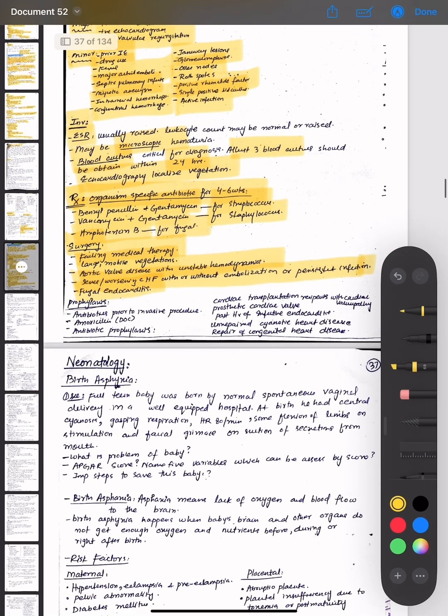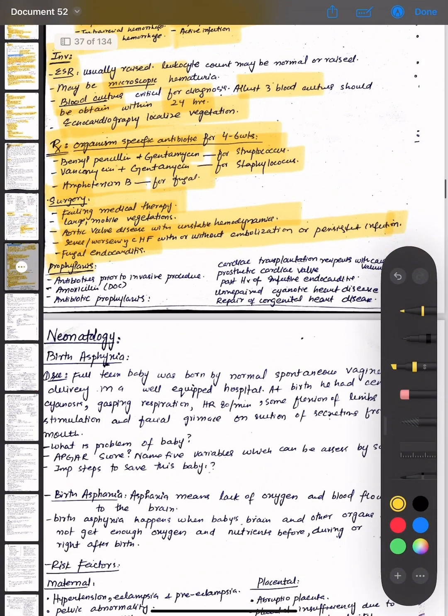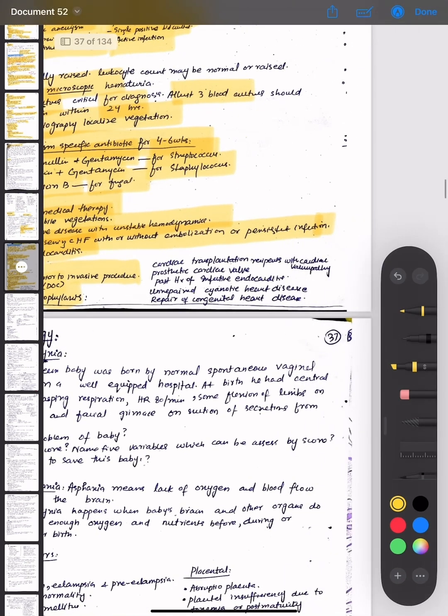Now, prophylaxis is done with antibiotics prior to invasive procedures. Amoxicillin antibiotic prophylaxis is given for patients with cardiac valvulopathy, that is prosthetic cardiac valve, past history of infective endocarditis, unrepaired cyanotic heart disease, and repair of congenital heart disease.